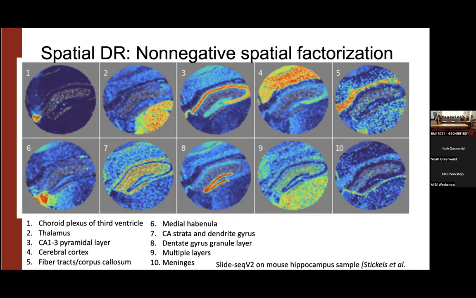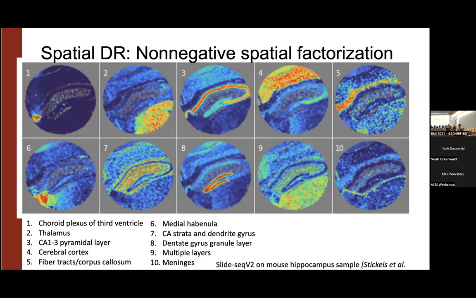In fact, my absolute favorite one here is number 10, the meninges, which is an incredibly thin layer of cells that separates two different brain regions. We saw that and kind of flipped out because we had absolutely no idea that we were going to actually see the meninges in this, but we do. 8 is also a really elegant one too. The dentate gyrus granule layer, I think, is just really well highlighted there.